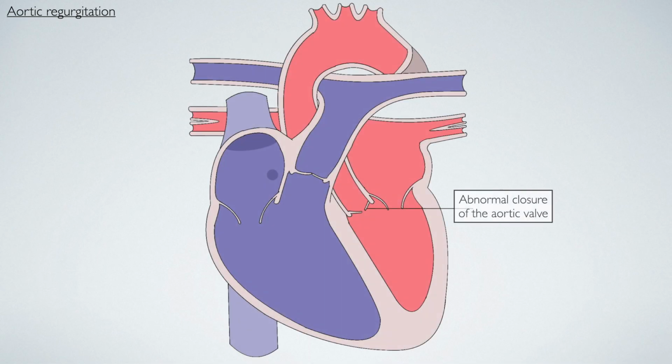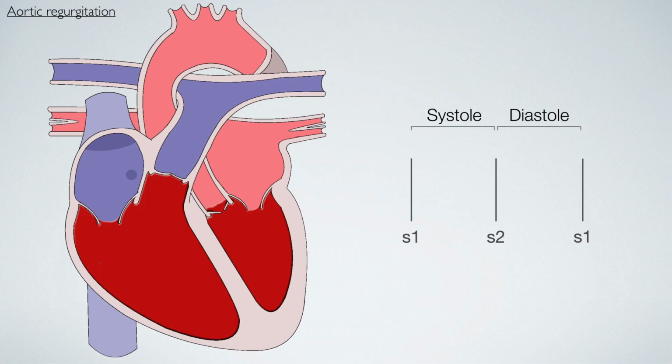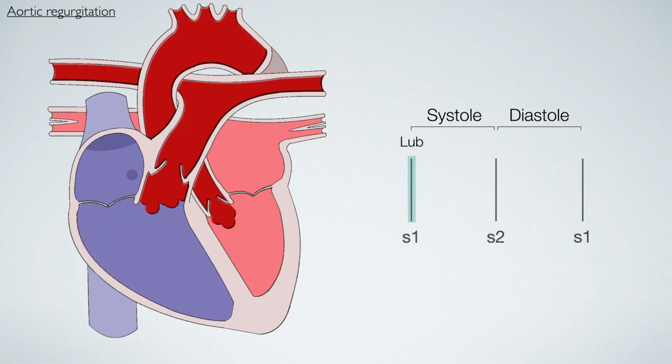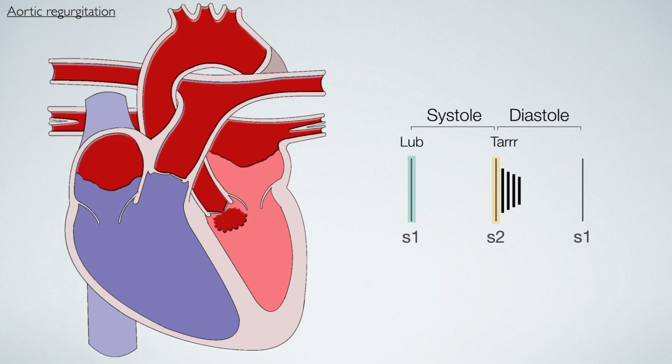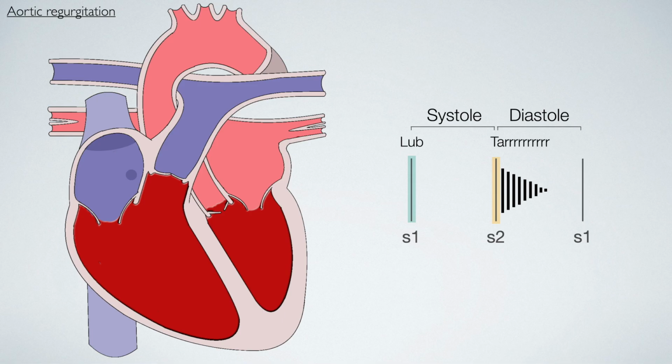Aortic regurgitation is caused by abnormal closure of the aortic valve. Let's take a closer look at this using an animation. The first heart sound is produced by closure of the tricuspid and mitral valves. Systole then occurs, during which the ventricles contract, forcing blood through the pulmonary and aortic valves. Incomplete closure of the aortic valve allows blood to regurgitate back into the ventricle. This turbulent blood flow causes our diastolic murmur. Let's now add in the heart sounds and watch this occur in real time.